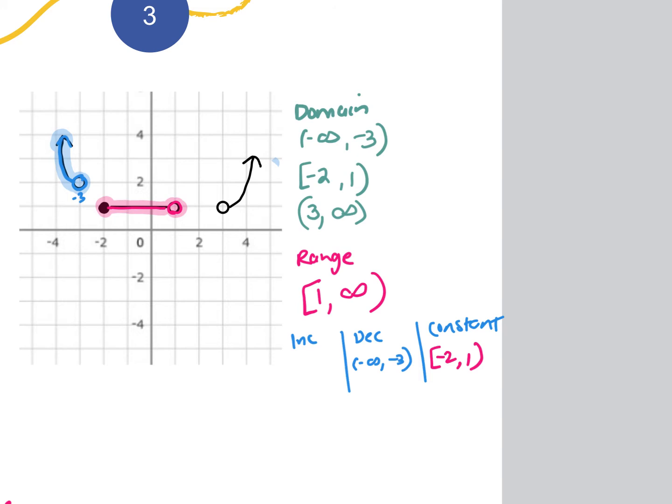Then my graph stops, so does my increasing, decreasing behavior, and starts again here. And this time it's rising as I move from left to right, which means that part of your graph is what? Increasing, decreasing, or constant? Increasing. Good. So it starts at 3, and it goes to positive infinity, and they would both get parentheses.